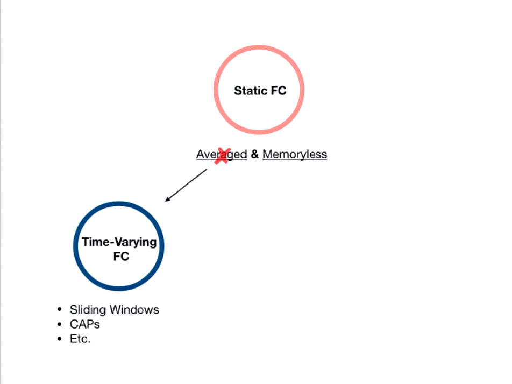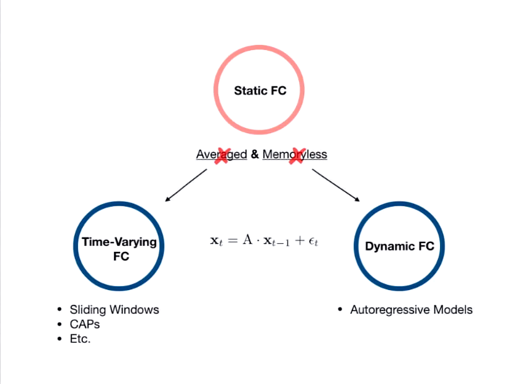On the other hand, if we exploit the memory of the time series, we are doing dynamic functional connectivity. And the simplest way to do dynamic functional connectivity is to use an autoregressive model. At least a simple way to do it. I wouldn't say it's the simplest way. But a simple way to do it is to use an autoregressive model of fMRI time series. So a first order autoregressive model looks like this, where x_t is the fMRI volume at time t. A is a model parameter that models the link between fMRI volumes at successive time points, and epsilon is the residual of the model.